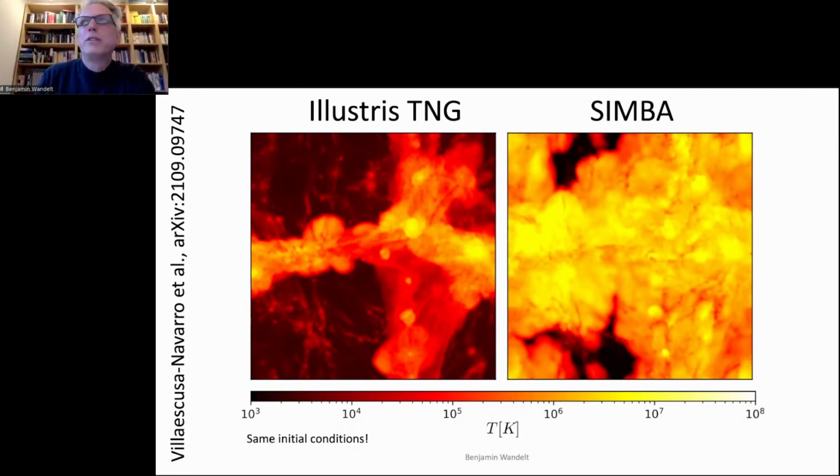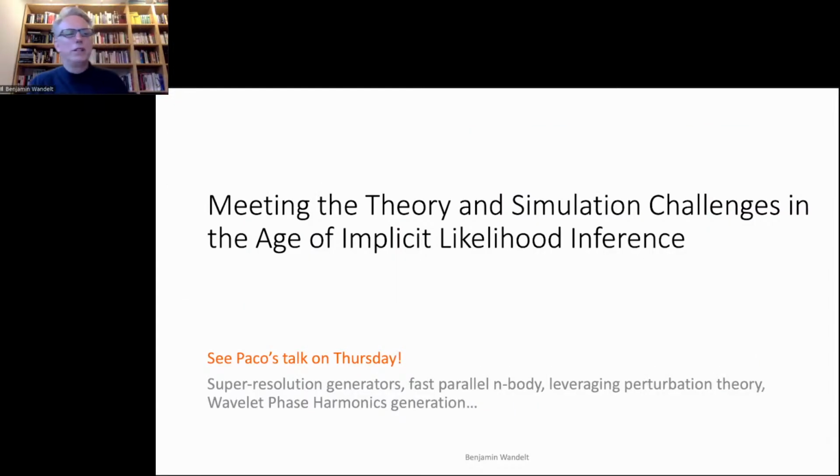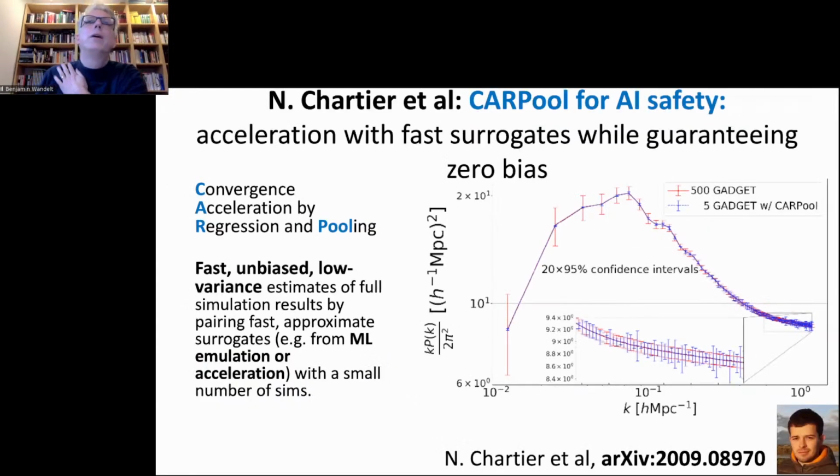No, actually, this is the gas temperature, and you see it looks very different in this slice for the SIMBA and the IllustrisTNG codes. So these results are not really trivial. Okay. So now, one of the things that we need for this is very large numbers of simulations still.